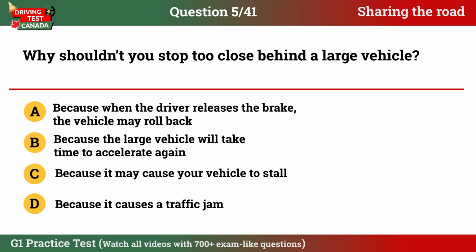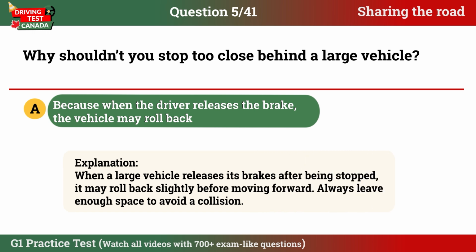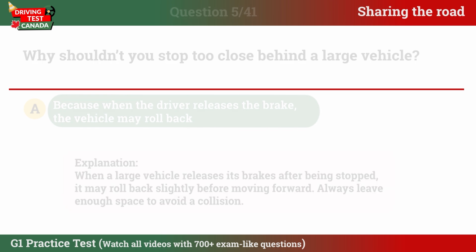The correct answer is A. Because when the driver releases the brake, the vehicle may roll back. Explanation. When a large vehicle releases its brakes after being stopped, it may roll back slightly before moving forward. Always leave enough space to avoid a collision.